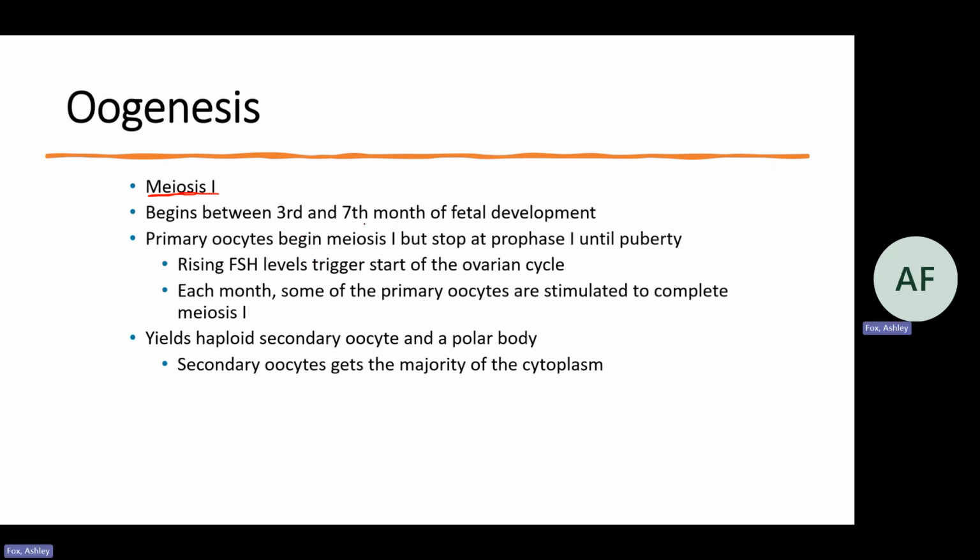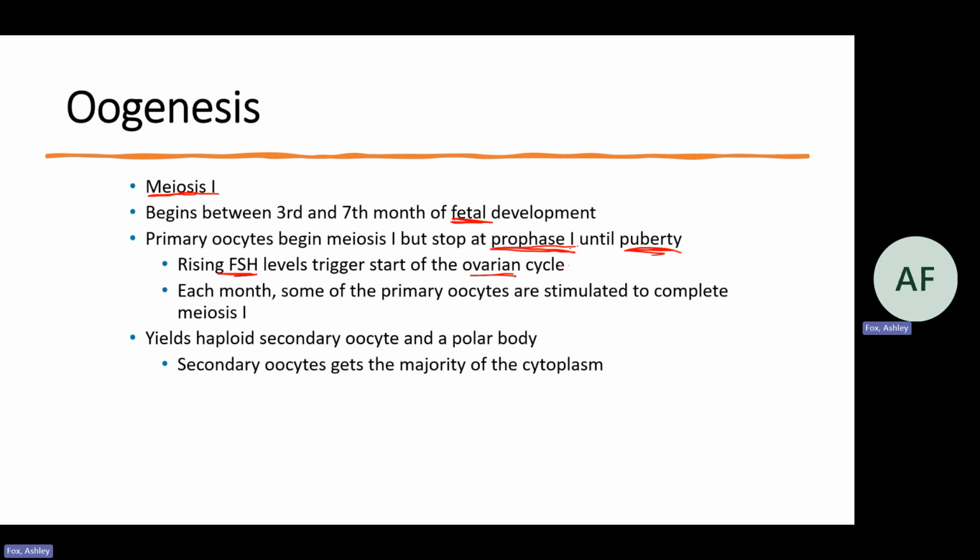So again, this is a major difference because it freezes. Between the 3rd and 7th month of fetal development, so in the uterus, the primary oocytes start meiosis, but they stop in the first phase. So they just begin it. But they stop at prophase 1, which is the first phase of meiosis, until puberty happens. So these guys are frozen in prophase 1 until puberty. Once puberty starts to occur, we get higher levels of follicular stimulating hormone, or FSH, to start the ovarian cycle.